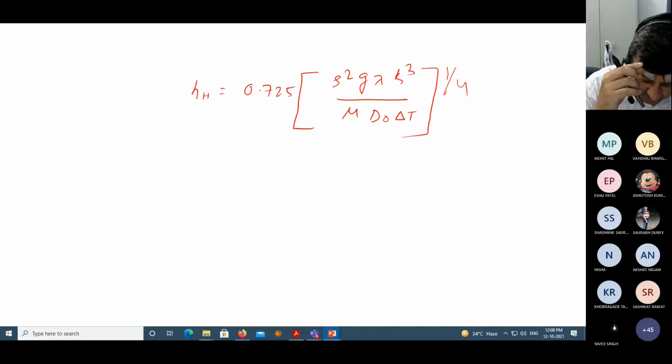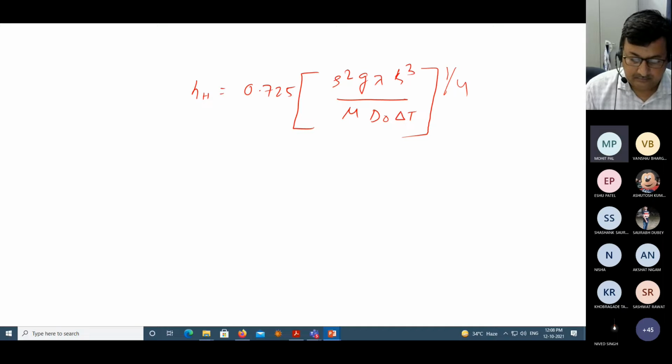Okay, mu, and then you have N. N is the number of pipes, but initially you go for one, right? And then you can go for the N. So mu into D0. What will be D0 here?